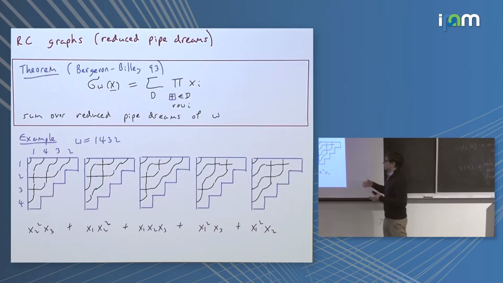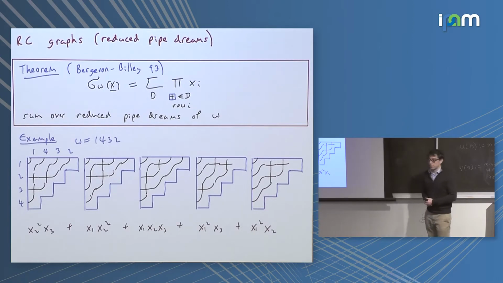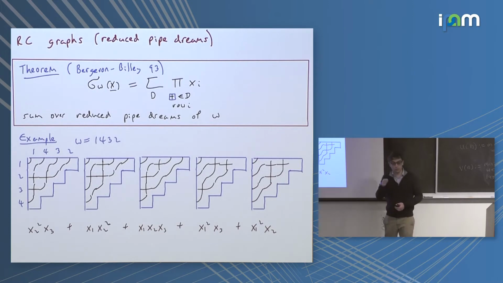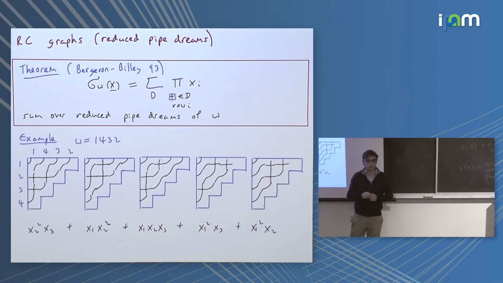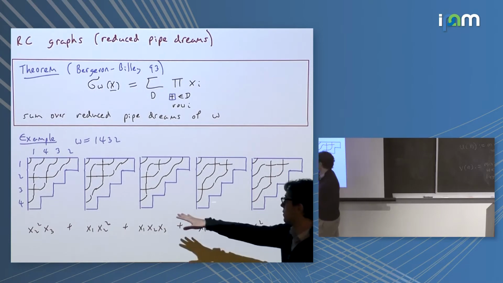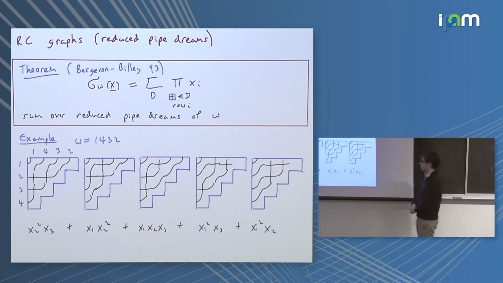And then this model of Bergeron and Billey says that if you want to write a Schubert polynomial, you can sum over these reduced pipe dreams of the permutation W, and for each crossing, you write x_i for wherever that row is. So for example, here are all the reduced pipe dreams of 1, 4, 3, 2. There are 5 of them.